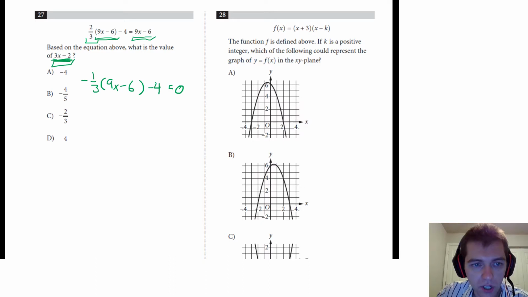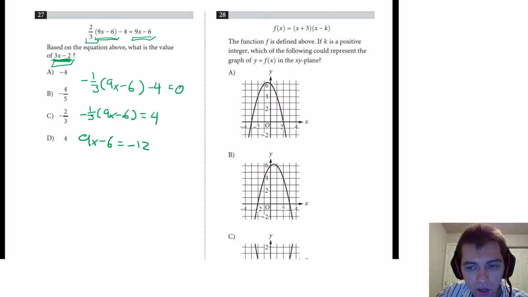Let's move the 4 to the other side. Negative 1/3 of 9x minus 6 is equal to 4. Okay, let's multiply each side by negative 3 to get that 1/3 out of there. Let's make that 9x minus 6 multiplied by negative 3. Make this negative 12. Now let's put this in terms of this 3x minus 2.